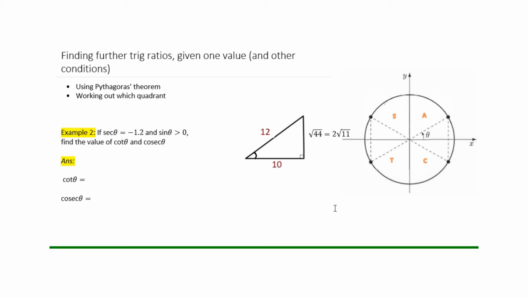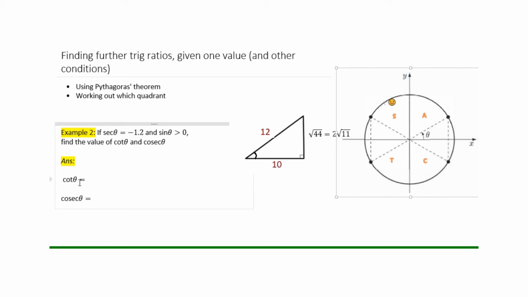Now let's work out which quadrant we are talking about. Sec is negative, and we said before sec is related to cos. The region where cos is negative is on the left hand side, so we're talking about the second and the third quadrant. Then we use the second condition: sine is positive. So we can eliminate the third quadrant. The only quadrant that satisfies both conditions is the second quadrant.